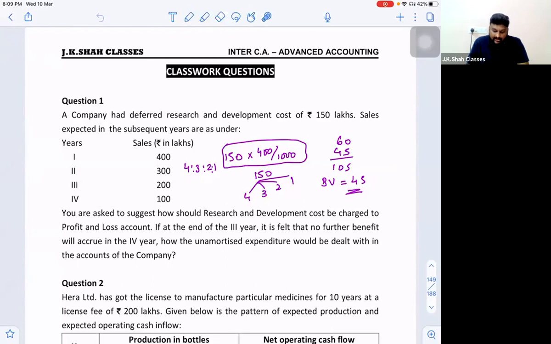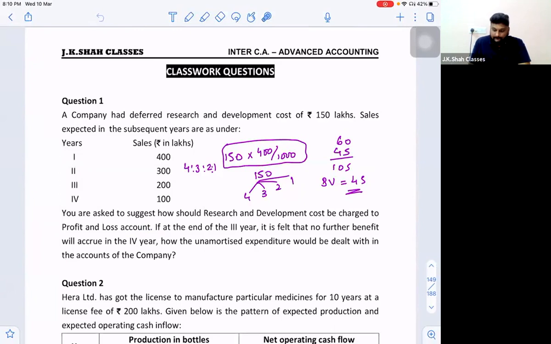Correct? And the detailed formula you will write like this: 150 cost multiplied by 400 in the first year divided by 1000. So you will get the first year amortization figure. Then for the second year it will be 150 multiplied by 300 upon 1000, and so on for the third and fourth year. So the answer comes as 60, 45, 30, 15. 60, 45, 30, 15 are the amortization figures for 4 years. This is the first part of the question.